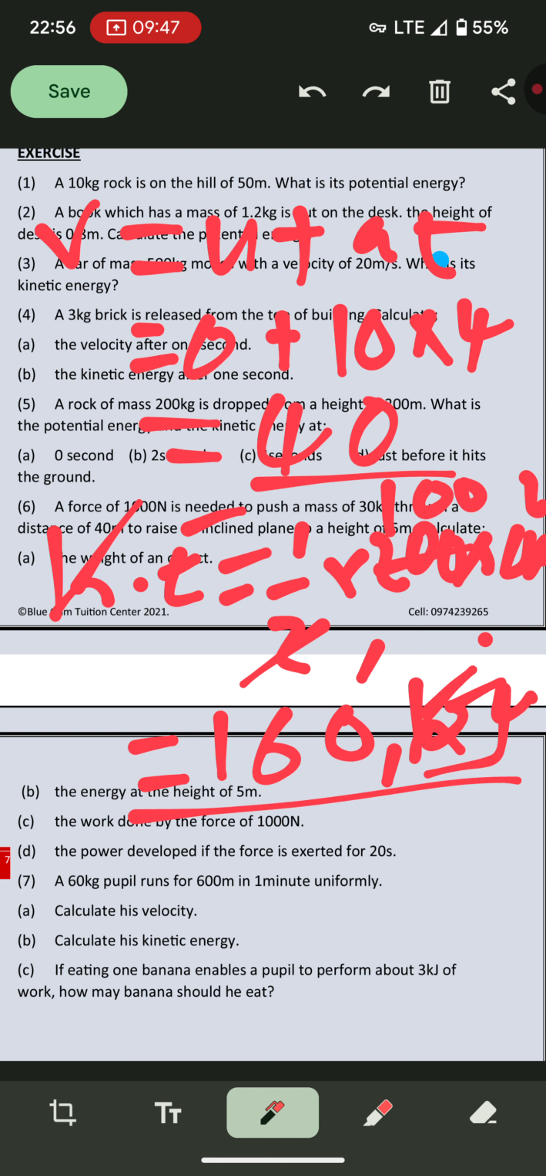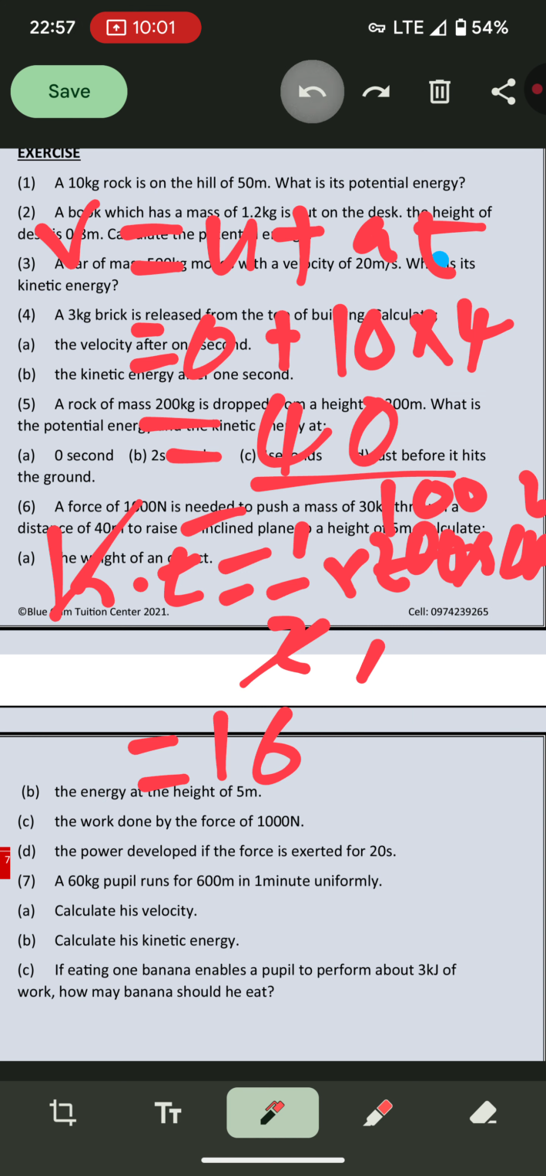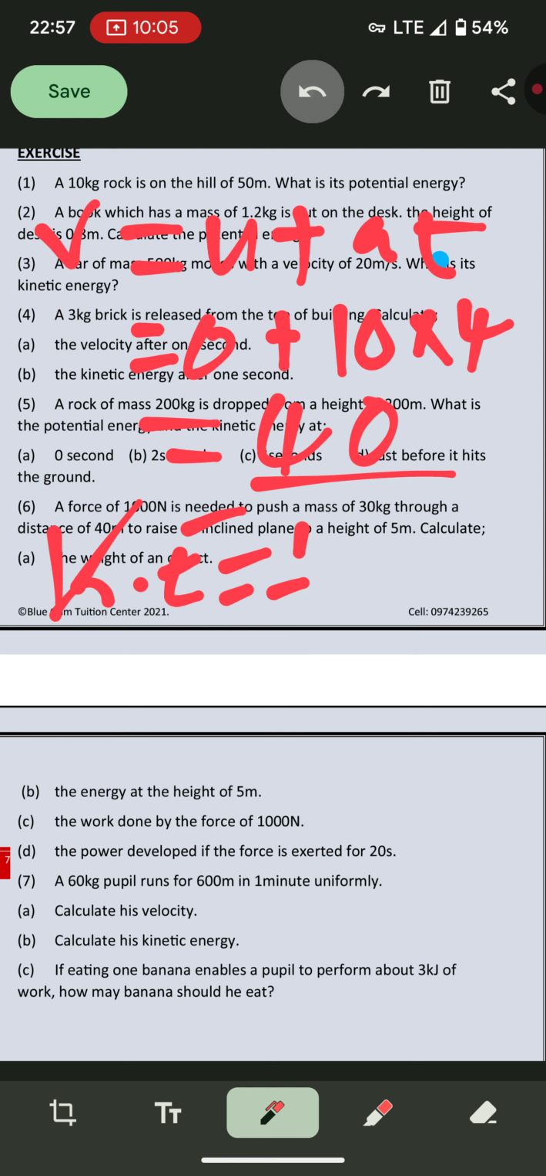Okay, so once you find the kinetic energy, you subtract it from the 400,000 joules, the total energy. The total energy never changes. So once you find your kinetic energy, you subtract it from the total energy. What you're going to remain with is the potential energy. So that's how to do it.